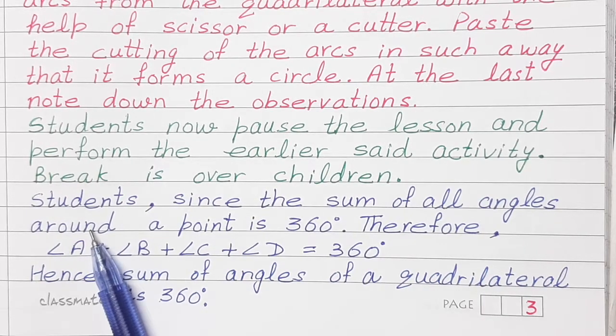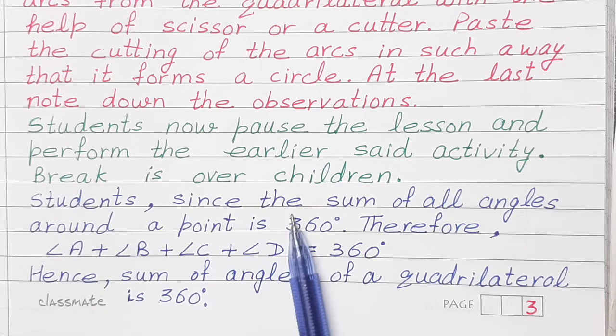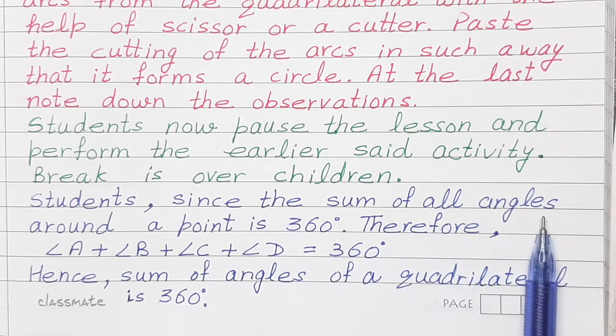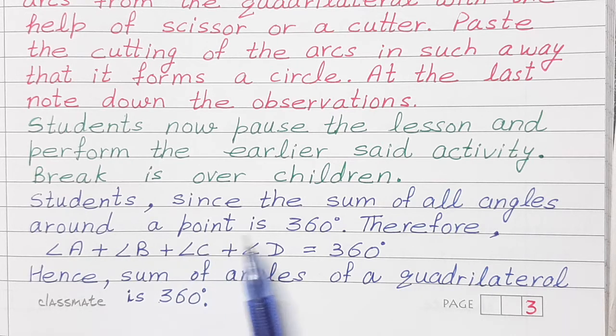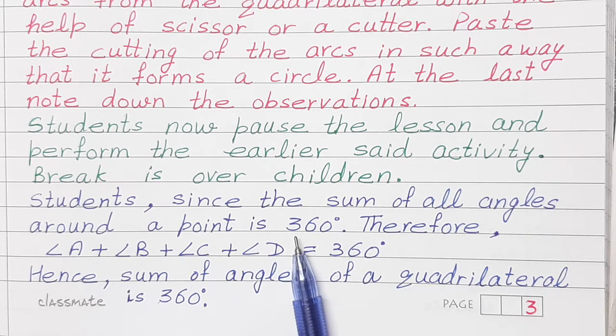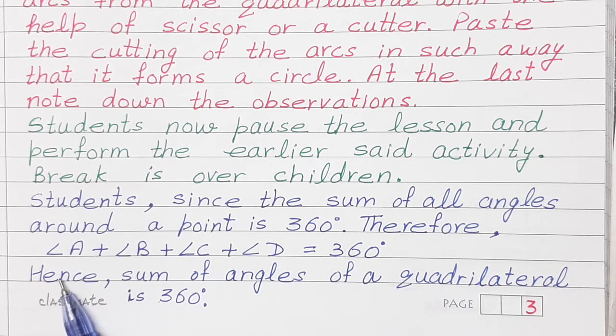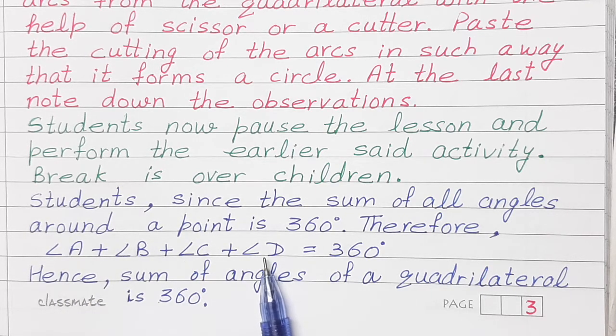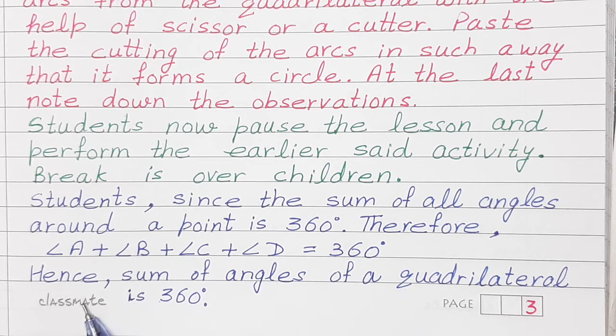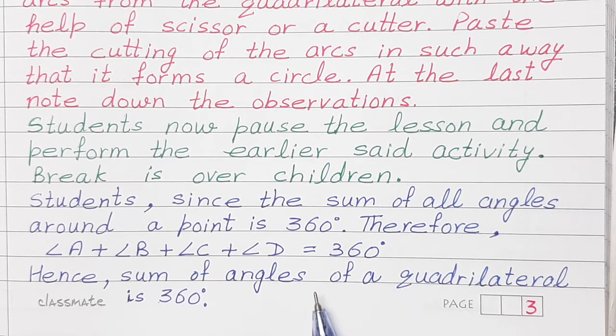So children, what have you observed in the activity? Since the sum of all the angles at a point is 360 degrees, therefore angle A plus angle B plus angle C plus angle D is equal to 360 degrees. Hence, the sum of all the angles of a quadrilateral is 360 degrees. Clear?